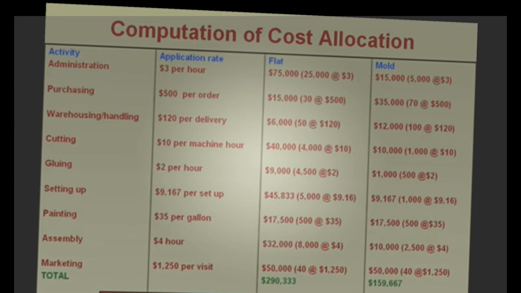If you total it, for flat, if you look at the bottom, the total cost is $290,333. For mold, it's $159,667. How do you know you got it right? If you add it up, you should get 450,000, which is what we're trying to allocate in the first place.